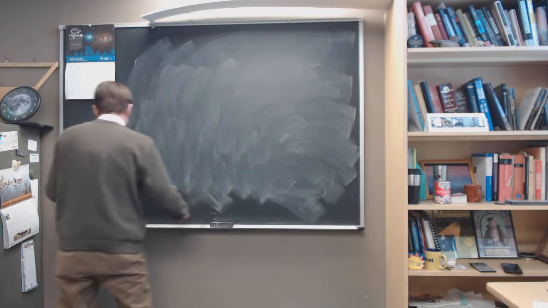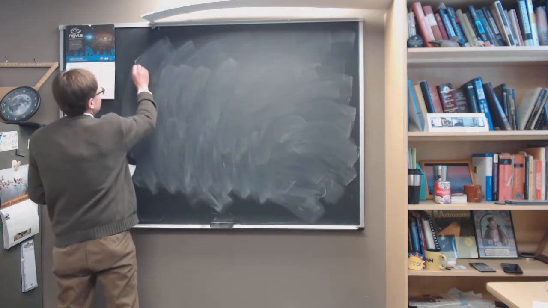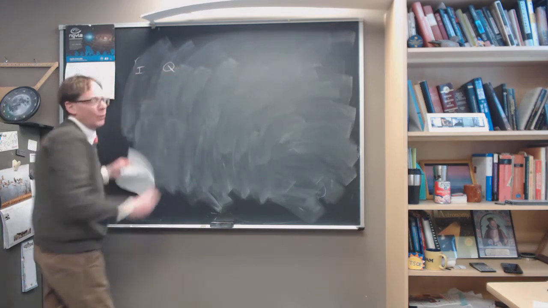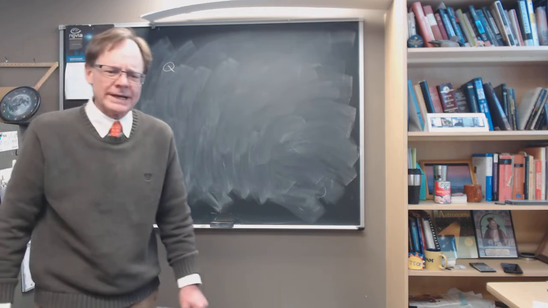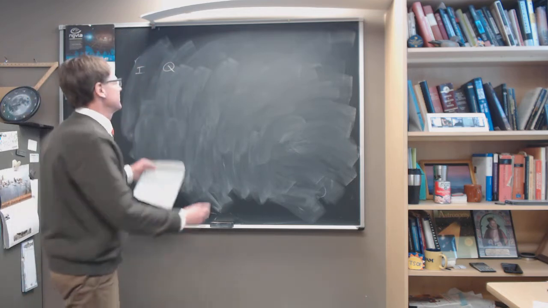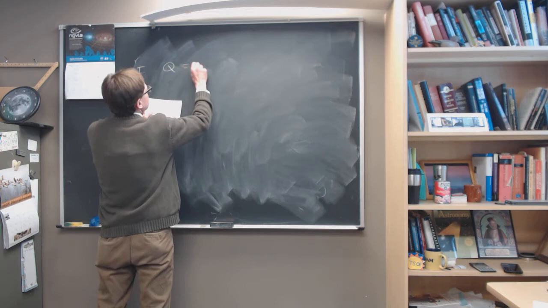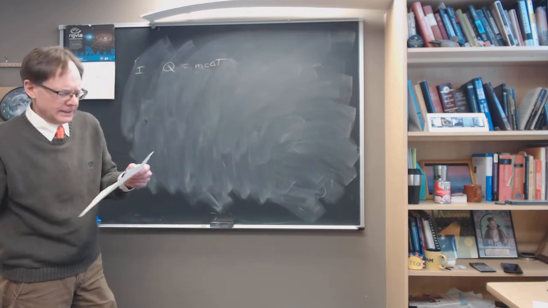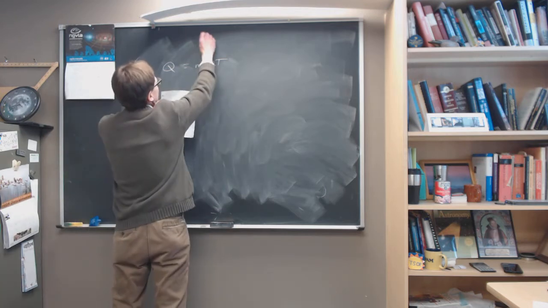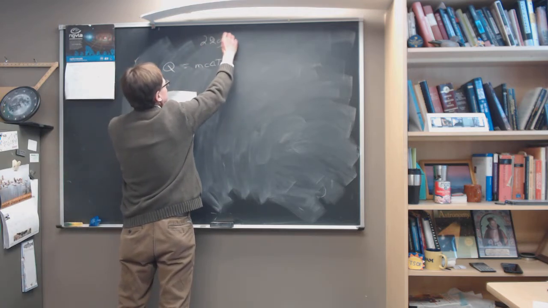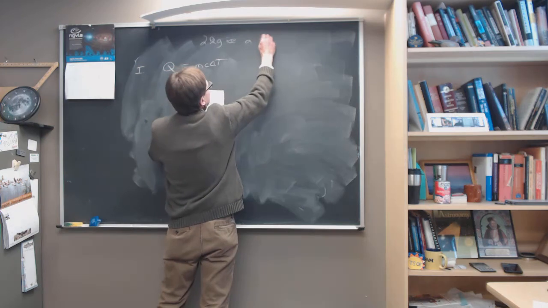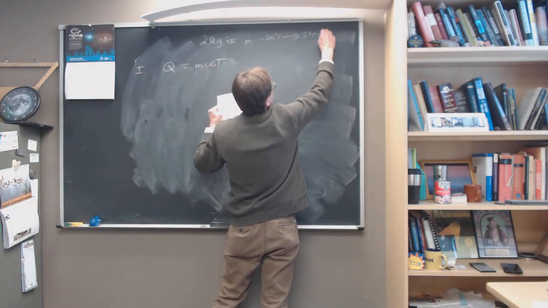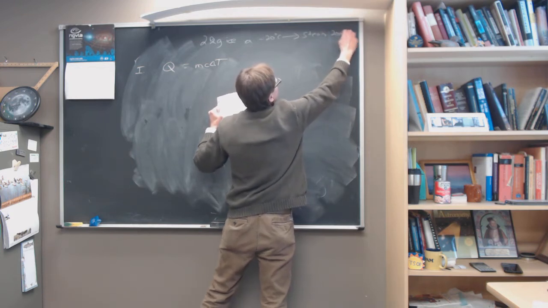So the first thing we do is we start with the ice and say that the heat required to raise the temperature of the ice up to the melting point is mc delta T. Let's do 2 kilograms of ice, negative 20 degrees C to steam at 200 degrees C.